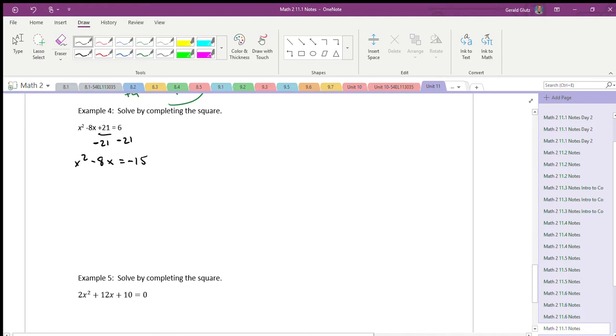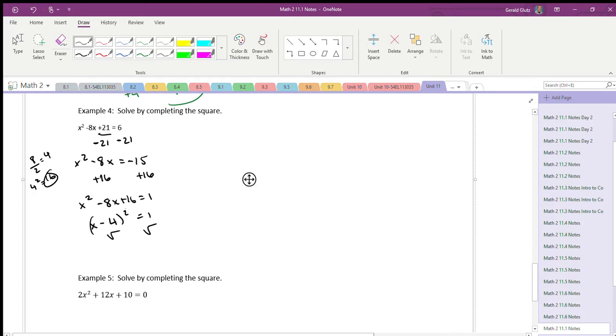So next step, divide b by 2 and square it. That is the number that I'm going to add to both sides, so plus 16. So x squared minus 8x plus 16 is equal to negative 15 plus 16 is 1. I should have a perfect square on the left because half of 8 is 4, square root of 16 is 4. So again, it's going to be x minus 4 because we have a minus sign right here. So x minus 4 squared equals 1.